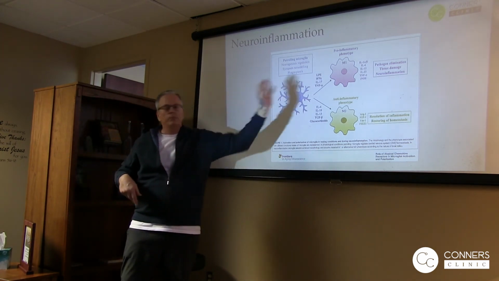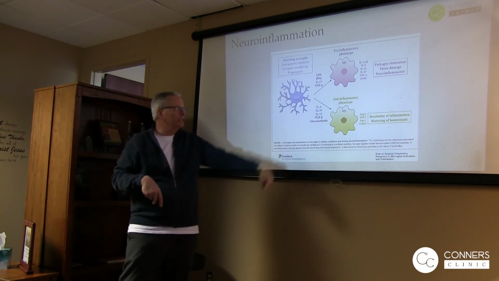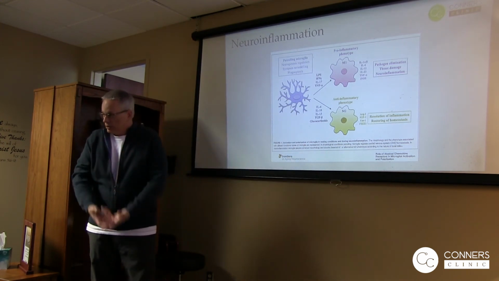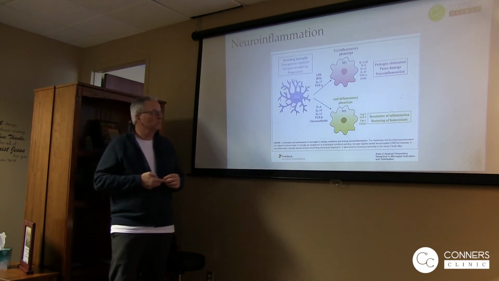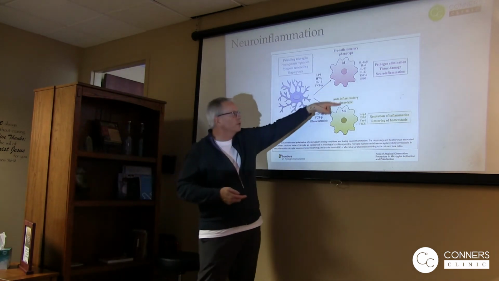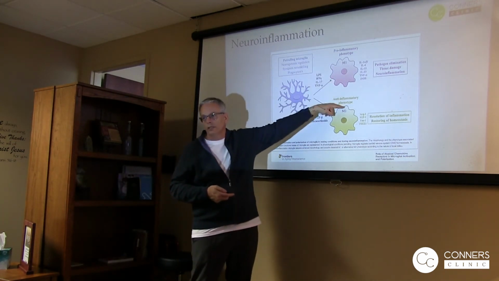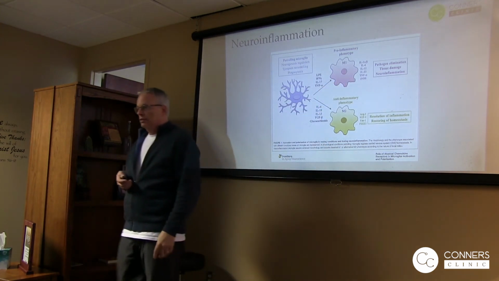M1 state, spewing out inflammation. M2 state, decreasing inflammation. Did you say you could make an M1 become an M2? Yep. These go back and forth. We should have arrows that go both ways here. These can go back and forth by choices that you make.